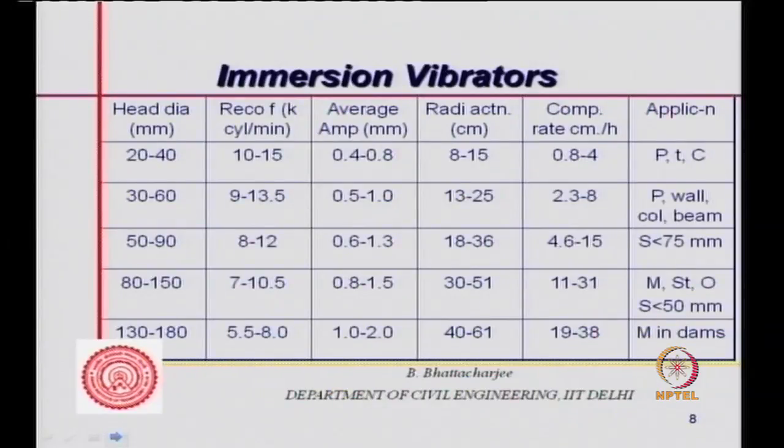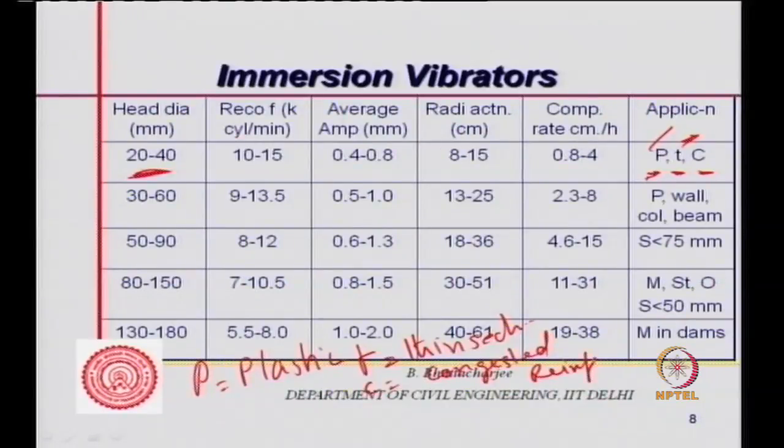Now we can look at the head diameter of this needle, 20 to 40 mm. Where will you be using this? Plastic concrete, thin section, right? You will be using it in plastic concrete. P stands for plastic, T stands for thin section, and C stands for congested reinforcement. So you see, thin head diameters are 20 to 40 mm.